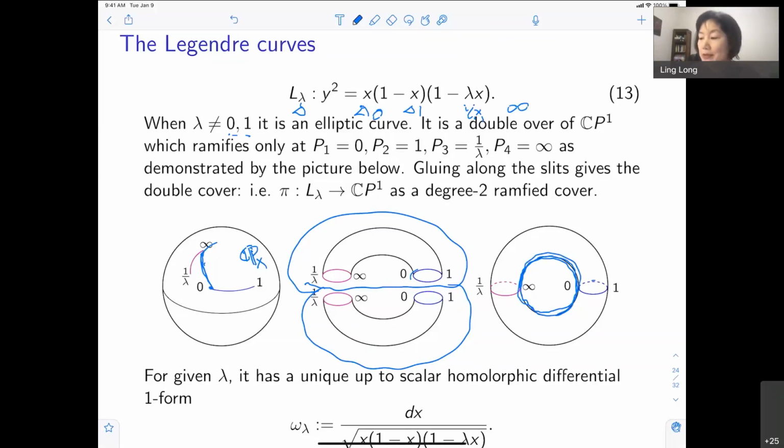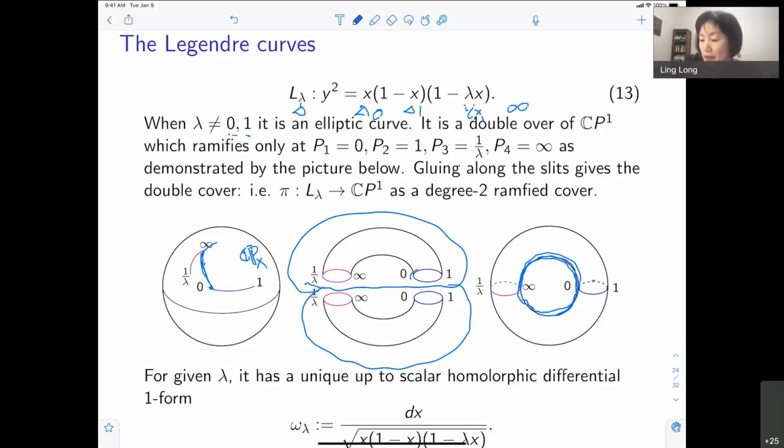So what I want to say is later when I want to compute the periods, which will be the coupling between differential forms and homology group, the generator for the homology group can be composed from the branch cuts. All right, that's what I want to say.